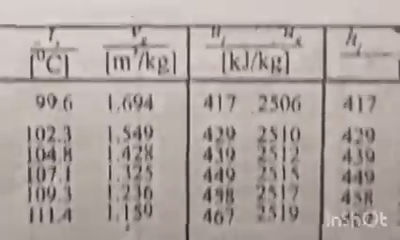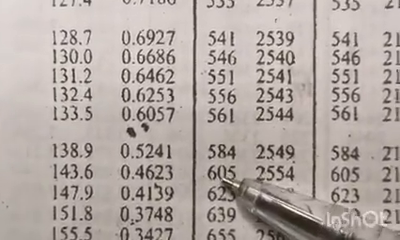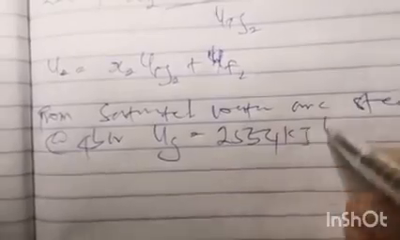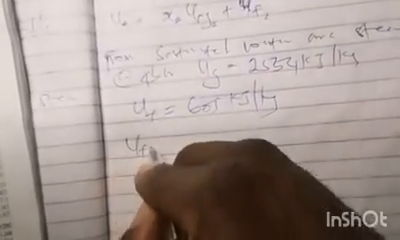This is u_f. Let's confirm. Yeah, that's u_f. At 4 bar, u_f is 605, while u_g is 2554. So we have 2554 kilojoules per kilogram, while u_f is simply 605 kilojoules per kilogram. So all we need to do now is to find u_fg, and u_fg itself is simply u_g minus u_f.